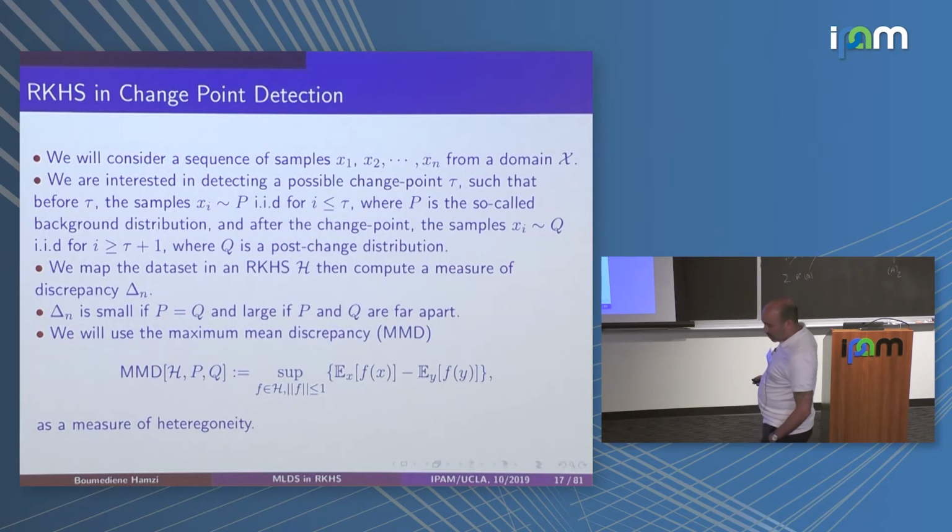So now there is another application of RKHS in change point detection, where if we have a sequence of samples x_1 to x_n on a domain X, we are interested in detecting a possible change point tau, such that before tau the samples follow a probability distribution P, and after tau the samples follow probability distribution Q. So what we are going to do here is map the data set into an RKHS, then compute a measure of discrepancy delta_n. So this delta_n will be small if P is equal to Q, and large if P and Q are different. So here the metric we are going to use is the maximum mean discrepancy, which is defined by the following expression. And essentially it's just the difference between the means of the probabilities embedded into the RKHS.